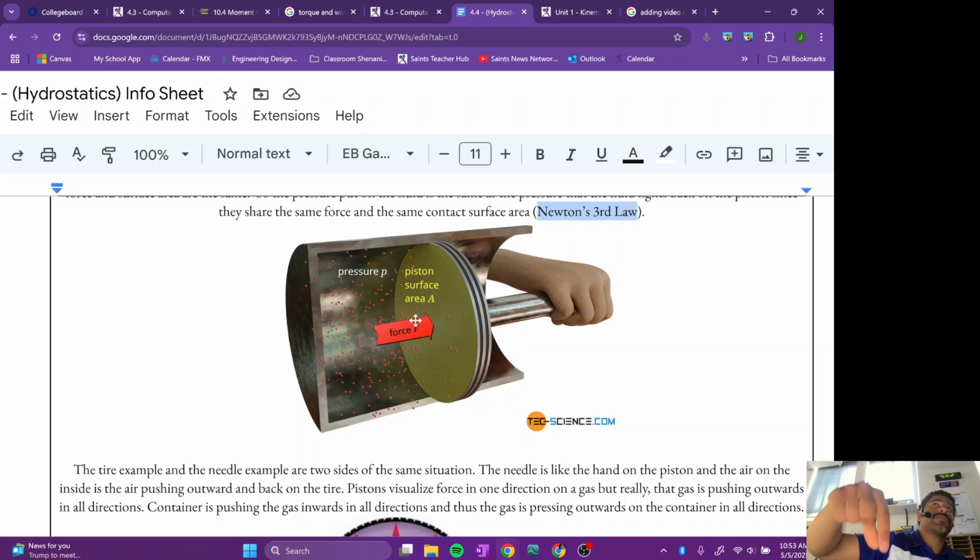We have the fingers versus the gas. Something pressing inward and something pressing outward.